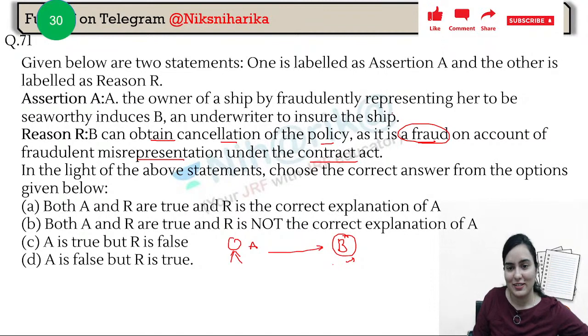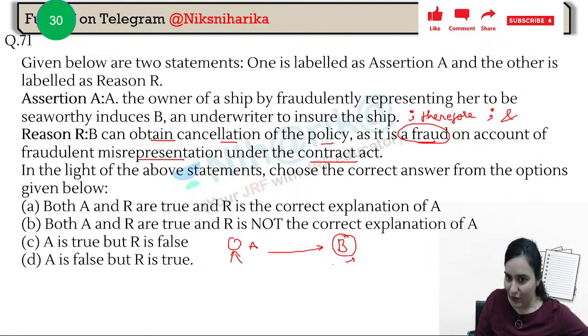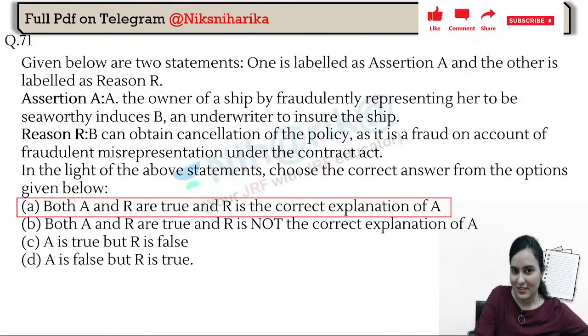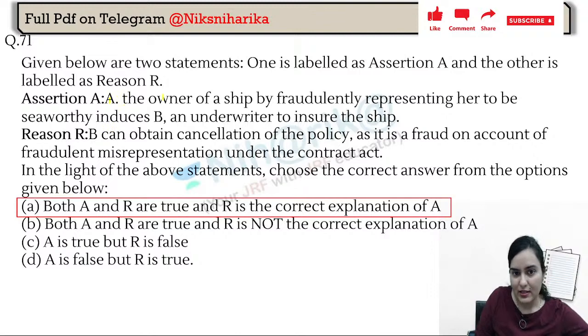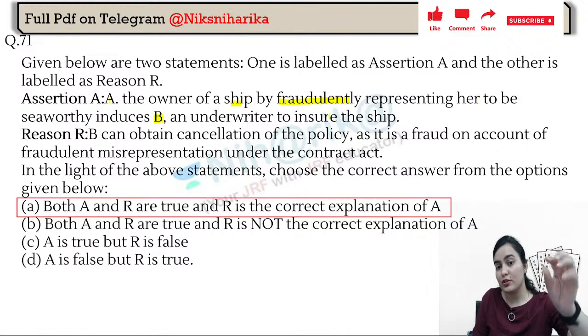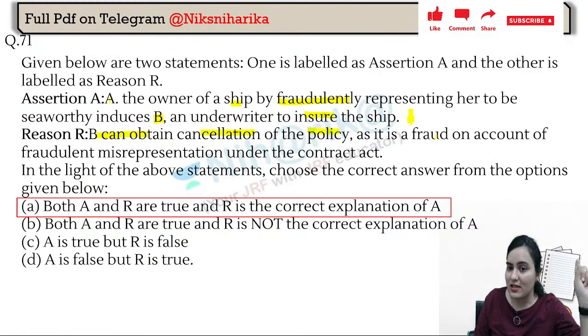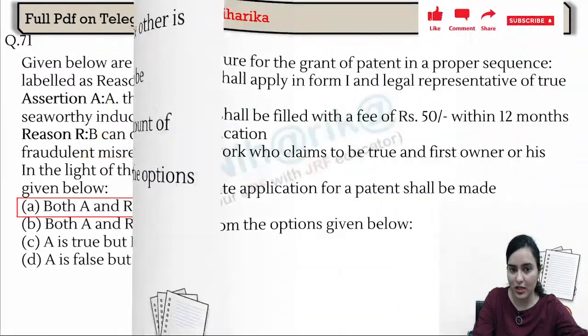What do you think? Can you connect it with the word therefore? Can you connect it with the word and? If you can connect, that's superb. Your answer is pretty simple. See, I'm reading it out, you tell me. You feel right after reading it out that A, the owner of a ship, fraudulently representing her to be seaworthy, induces B, an underwriter, to insure the ship, and therefore B can obtain cancellation of the policy as it is a fraud on account of the fraudulent misrepresentation under the Contract Act. Right? Can we connect? That means both are right and we can connect it.